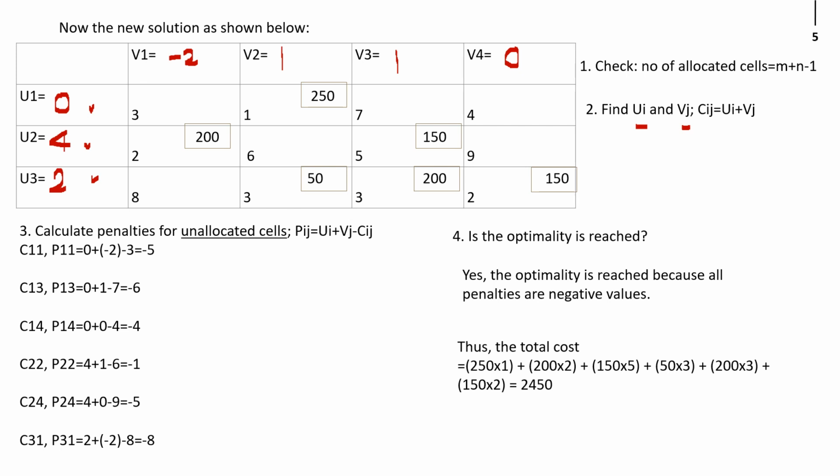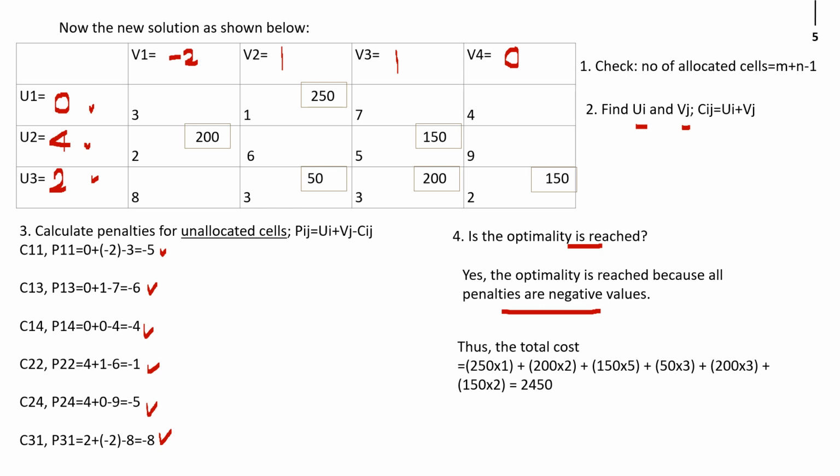And the fourth step is to check whether optimality is reached. Yes, the optimality is reached because all penalties are negative values. We can check here. All the penalties here are negative. There is no positive and no zero. So our solution is optimal.